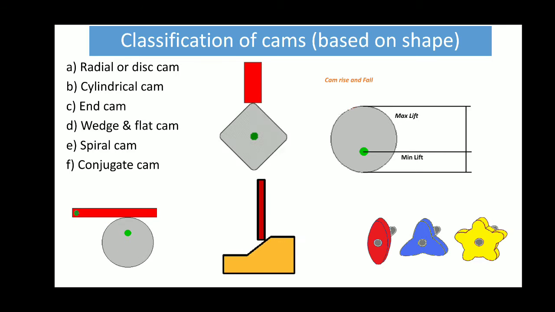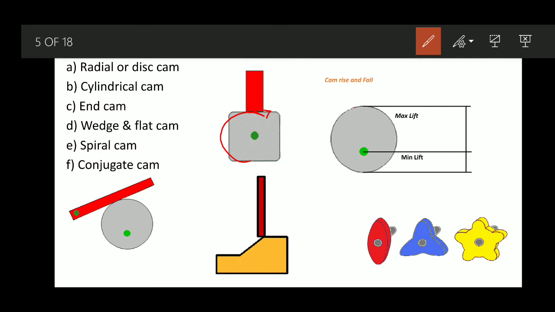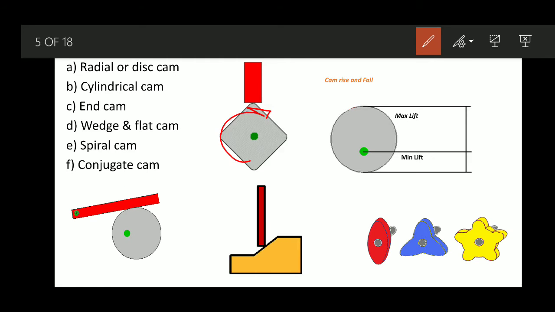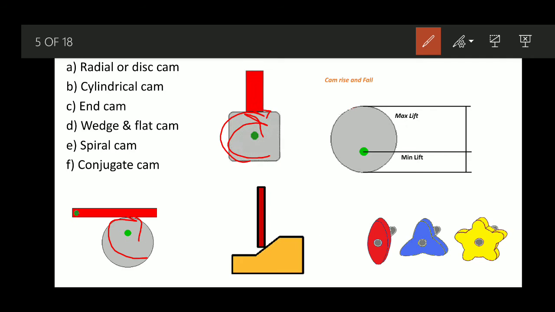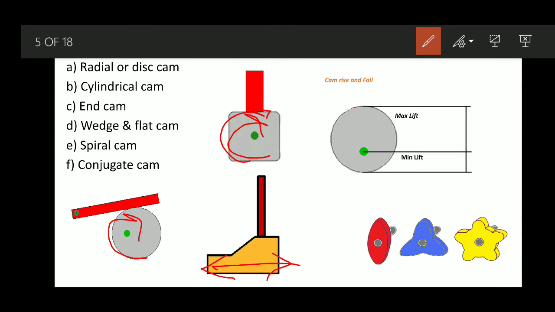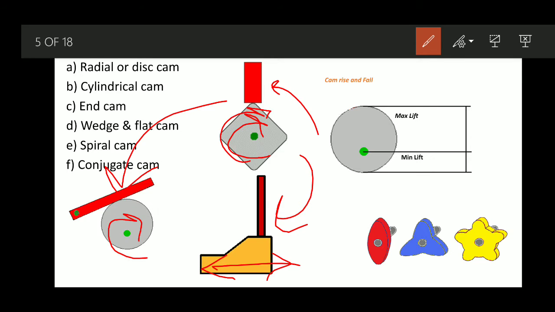In this figure, as we already know, the motion of the follower depends upon the shape of the cam. This is a rotating cam, and this is also a rotating cam. But here you can see we can also have translation motion in the case of the cam. The motion the follower gets is governed by the shape of the cam and how it is moving.